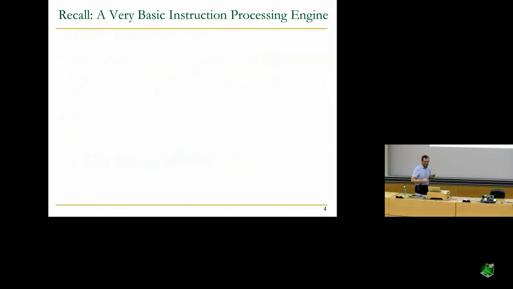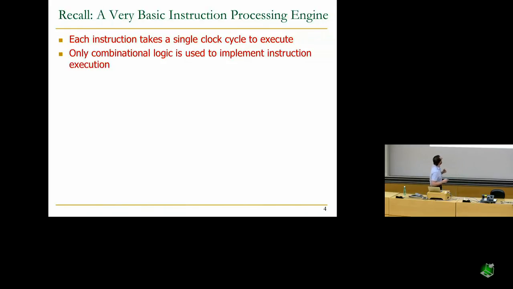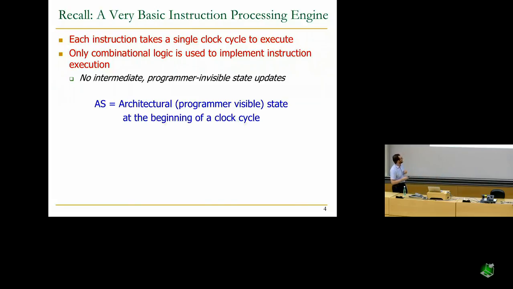So recall, just to jog your memory, what we were talking about. We were talking about a single cycle microarchitecture. What does this mean? This means that every instruction takes a single clock cycle to execute, which means that only combinational logic is used to implement instruction execution. Because if you have sequential logic, you need to latch the data. That by definition makes it multiple cycles, right? At the end of the clock cycle, you latch the data. So there are no intermediate programmer-invisible state updates. We're going to fix that at the end of this lecture today.